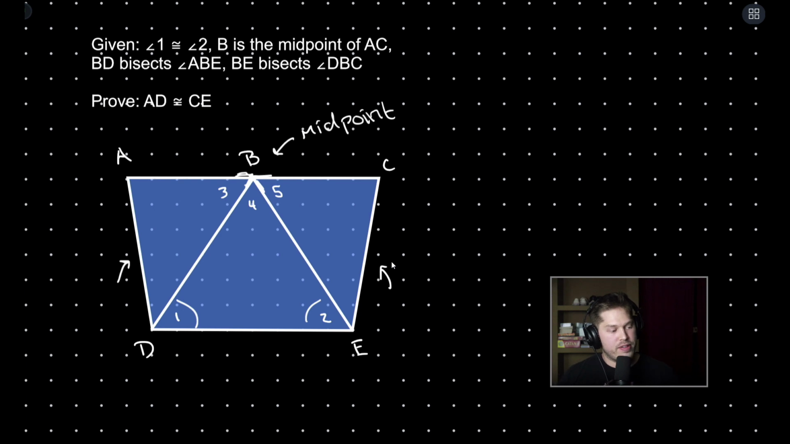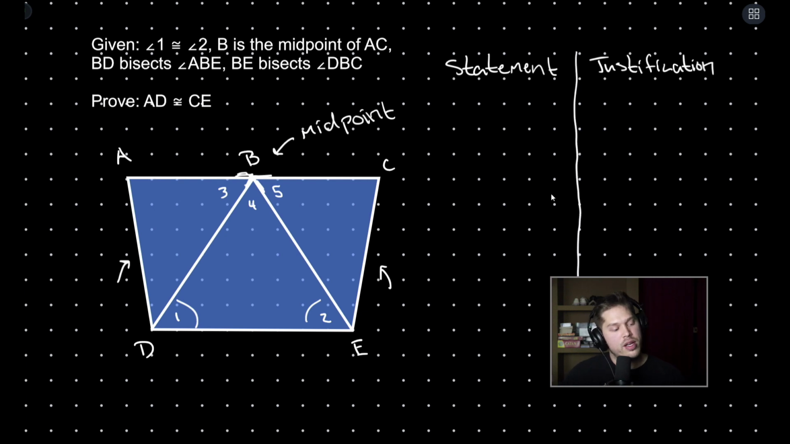So how are we going to do this? Well, let's start with our two columns. We have our statement and justification columns. Sometimes justification is called reason, sometimes it's called justification, so you might see me flip back and forth between the two labels. Just like we did in the last proof, our first statement is always to restate the given.